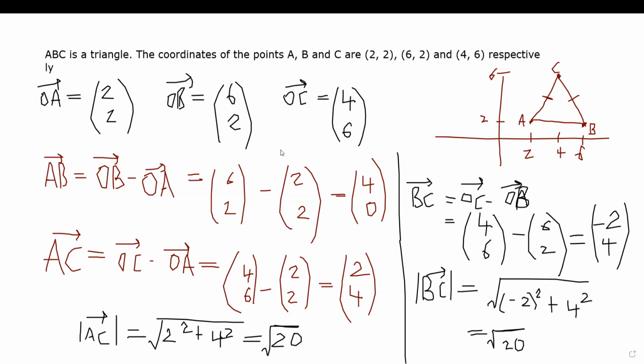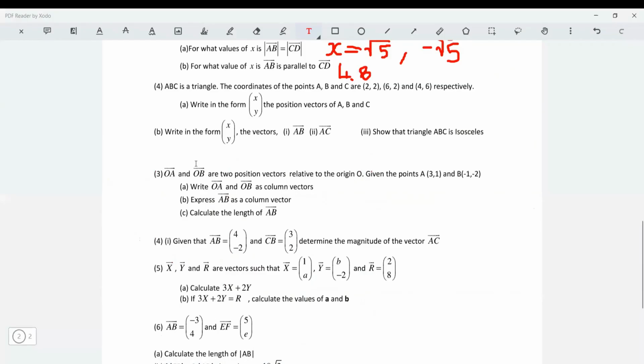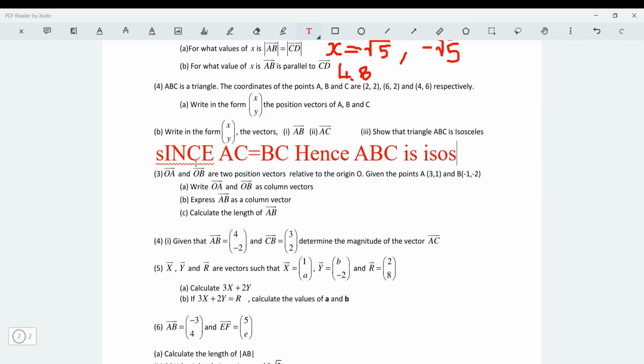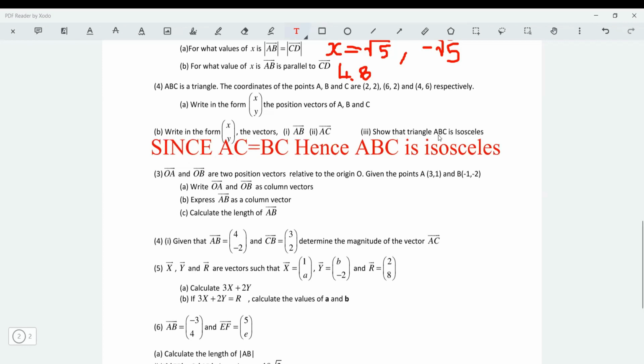So in words right here, we are going to say, since AC equals BC, then I can tell them, hence, ABC is isosceles. That's the reason. Since AC is equal to BC, then of course ABC is isosceles.